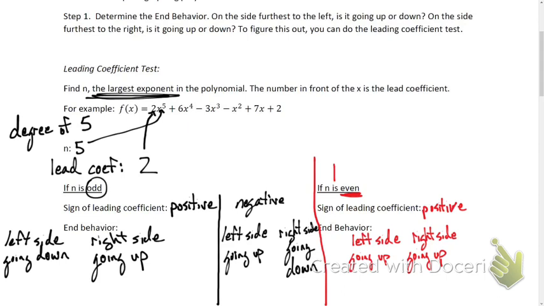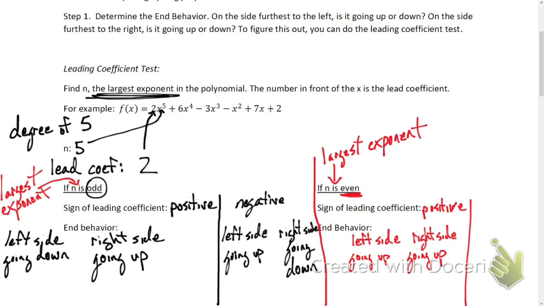So if it's even, that largest exponent, maybe make a note of that, then you know it's symmetric if it's even. If the front number has a negative sign, both sides it's going down. I don't have much room left here.